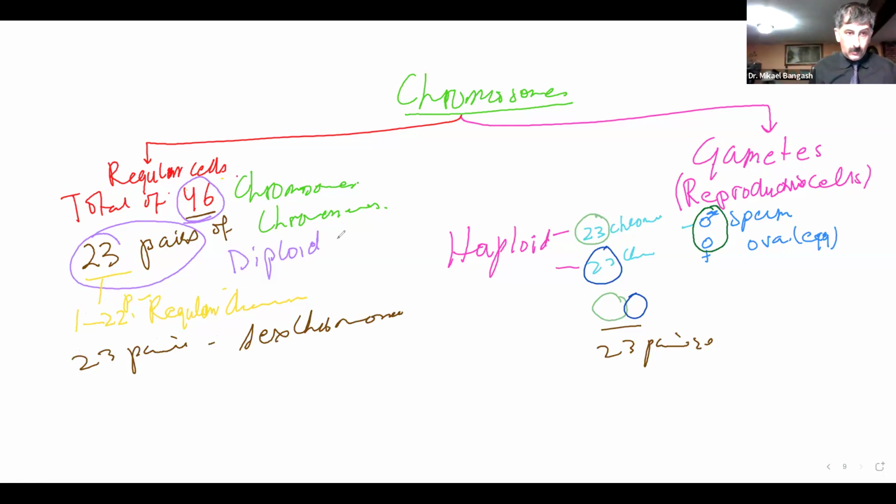Likewise, here, the first 22 chromosomes are going to be the regular ones, and the 23rd is going to be the sex chromosome. So for the egg, the first 22 chromosomes are going to be regular chromosomes, and the 23rd chromosome is going to be the sex chromosome.